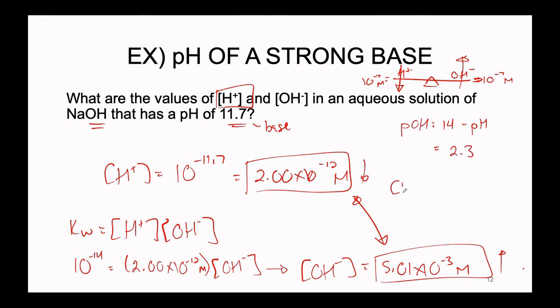To solve for the concentration of our OH minus, this is equal to 10 to the negative 2.3, which is exactly equal to 5.01 times 10 to the negative 3. Regardless of the approach that you take, whether you find the pOH first, or if you use your equilibrium expression to directly solve for your OH minus concentration, you will find the exact same value.